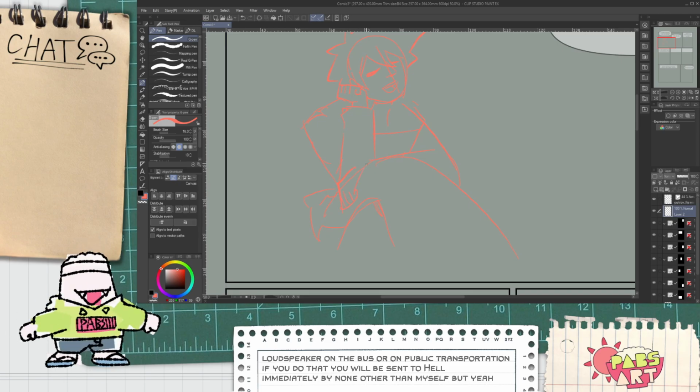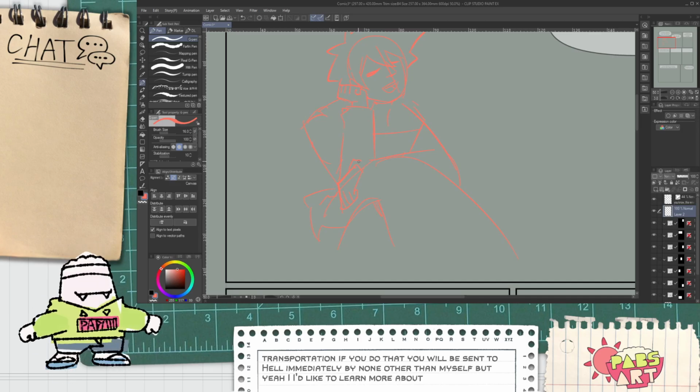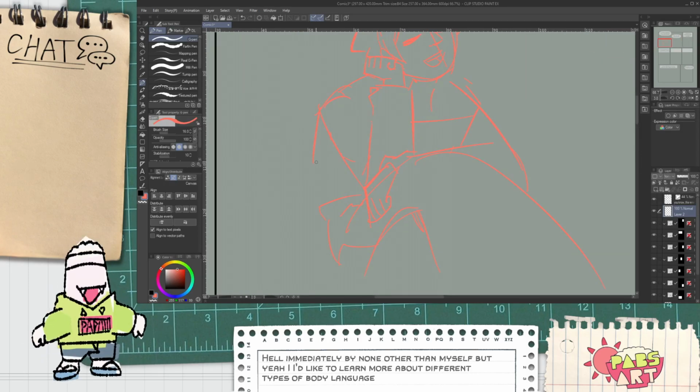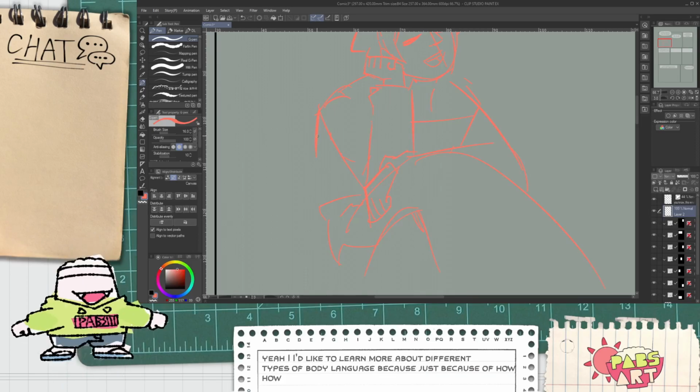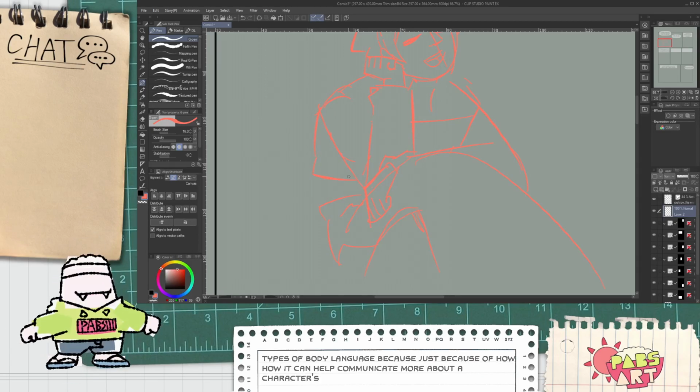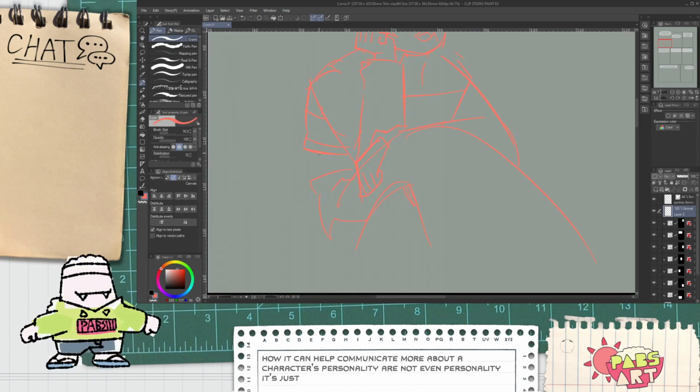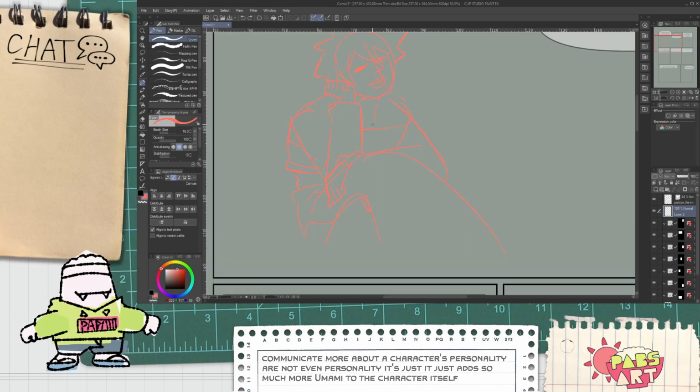But yeah, I'd like to learn more about different types of body language, because of how it can help communicate more about a character's personality. Or not even personality. It just adds so much more umami to the character itself.